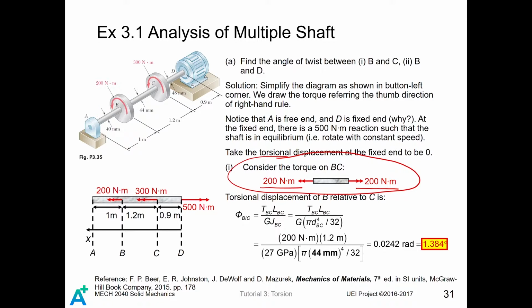The torsional displacement of B relative to C can be found by using this formula. The torsional displacement of B relative to C equals the torque acting on the member BC times the length of BC, divided by the shear modulus, and divided by the polar moment of inertia of the segment BC. The torque is 200 Nm. The length of member BC is 1.2 meters. The shear modulus is 27 gigapascals. The polar moment of inertia is given by pi d to the power 4 divided by 32. After a lot of simplification, you can find the torsional displacement as 1.384 degrees.